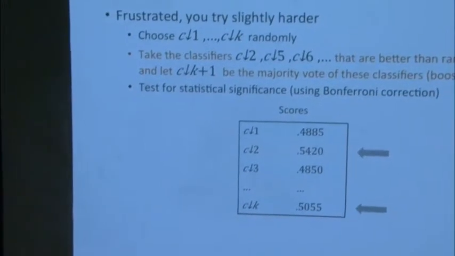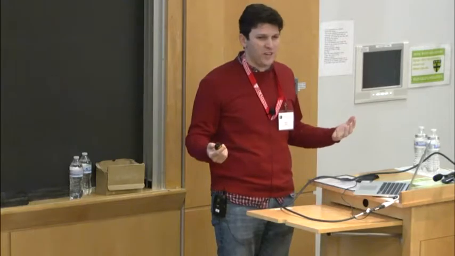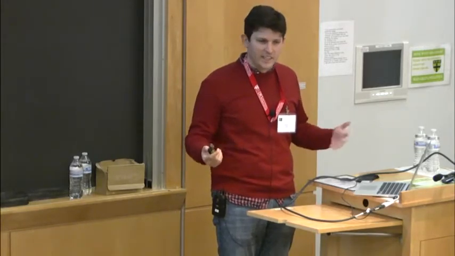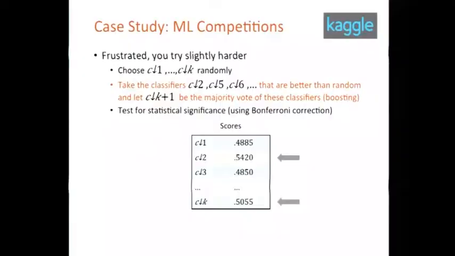So it's not so important what that means. Really, all I'm saying is that there are methods for combining a lot of classifiers that do a little better than random into one classifier that hopefully does a lot better than random. And of course, now I still need to test for statistical significance. I need to check that I found something that does enough better than random that it's statistically significant.